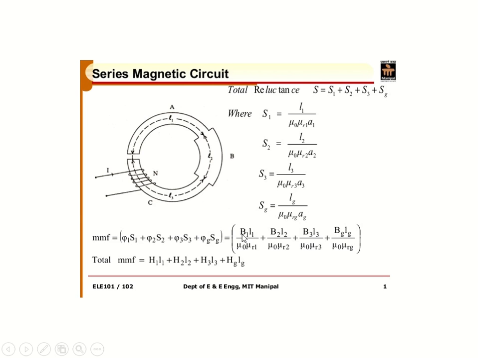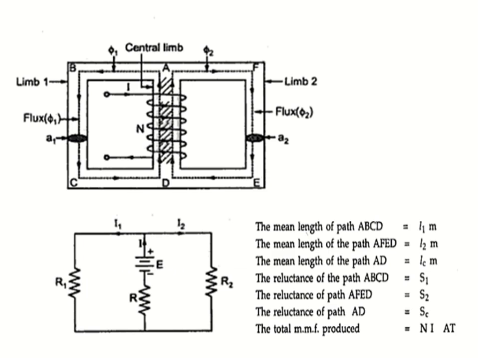So substitute in this equation B into area. What happened? Here L by mu 0 mu r, in the denominator there will be an A, and in the numerator B into area. So these two A get cancelled and we will be getting this equation. We have already derived it, that is why I am not deriving it. Total MMF equals H1L1 plus H2L2 plus H3L3 plus HGLG. This is about the series magnetic circuit.